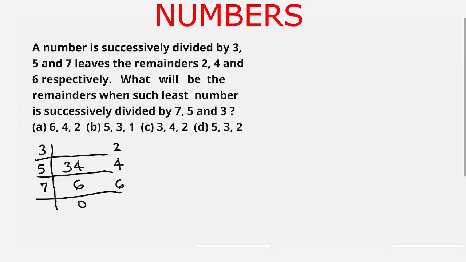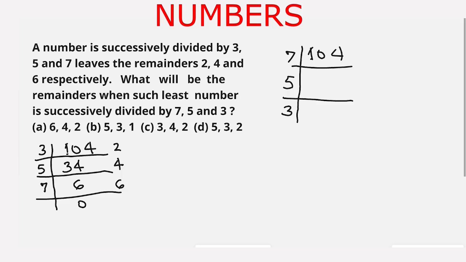Now the quotient is 34, divisor is 3 and remainder is 2. 34 times 3 is 102 plus 2 is 104. So the least possible number is 104, which when divided by 3, 5 and 7 successively, the remainders are 2, 4 and 6. Now we have to divide this number successively by 7, 5 and 3. So we divide 104 successively by 7, 5 and 3.